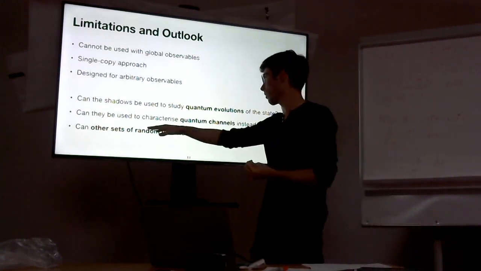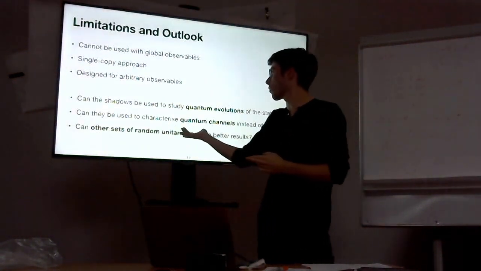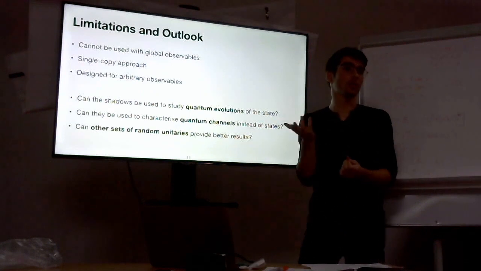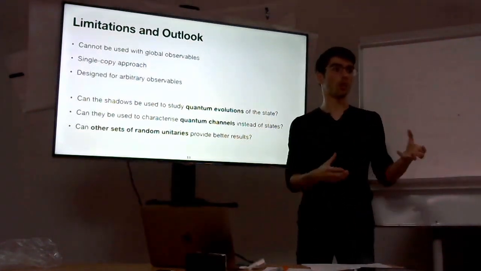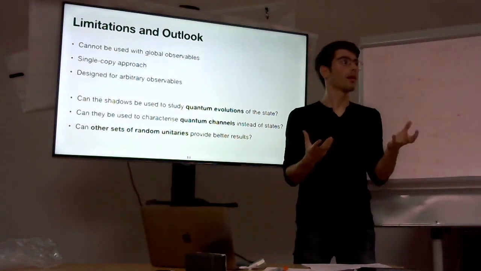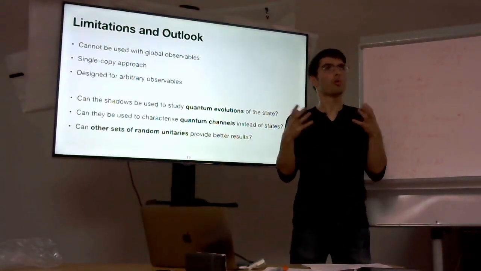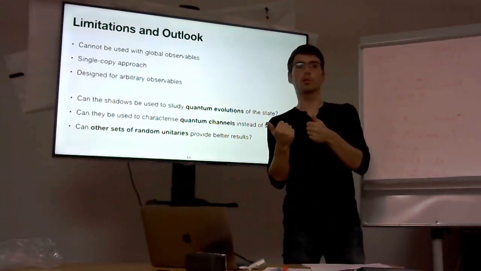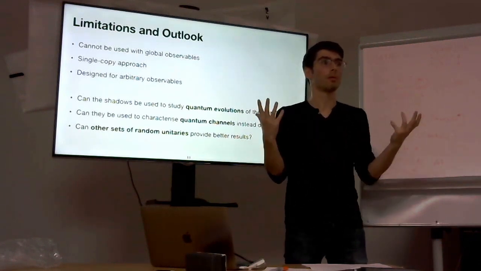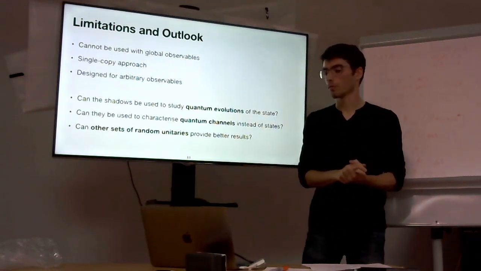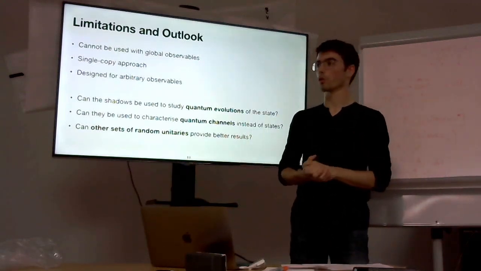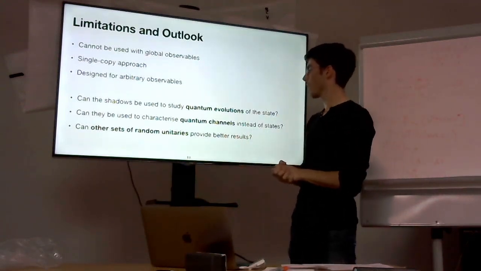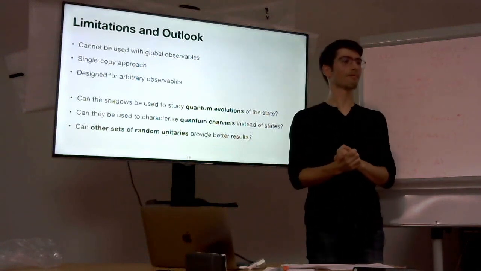Another main question is whether other sets of random unitaries could provide better results, in particular for other sets of observables. For instance, maybe there are sets of unitaries that are very good for global observables but very bad for local observables. So this is more or less what I wanted to share with you about this paper. I hope you enjoyed and learned something. And that's it. Thank you.